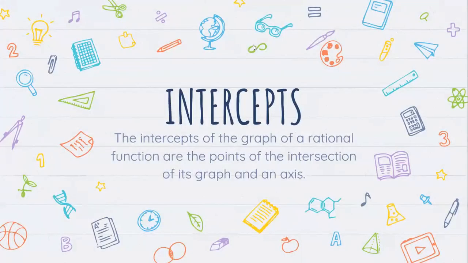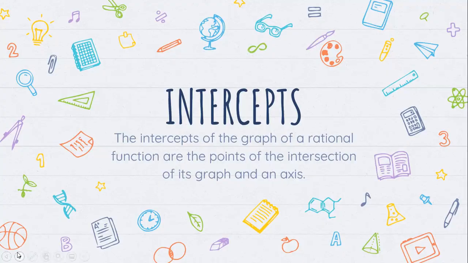So, what is intercept in terms of mathematics? The intercepts of the graph of a rational function are the points of intersection of its graph and an axis. When we are going to plot a function, kinonect natin di ba yung points nun? Now class, if the line of the graph intersects, meets, or touches any of the axes, that is the intercept. Later on, we will have an illustration kung ano nga ba yung intercept na sinasabi.